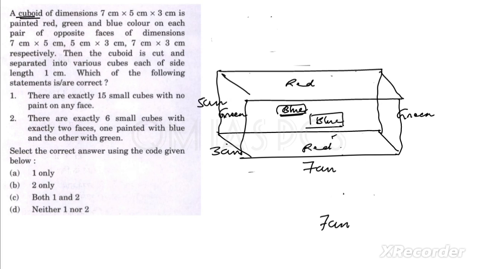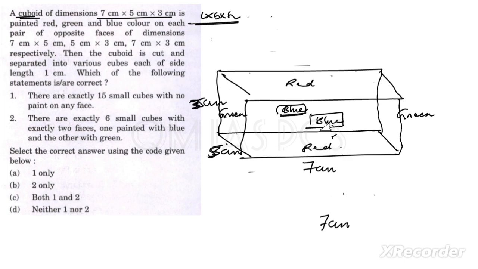Okay, for red it is given 7 by 5. Let me correct this, it is not 3, it should be 5. Actually this sequence is length, breadth and height. So better I should write length, this is breadth, this is height. That will be more clear for you.